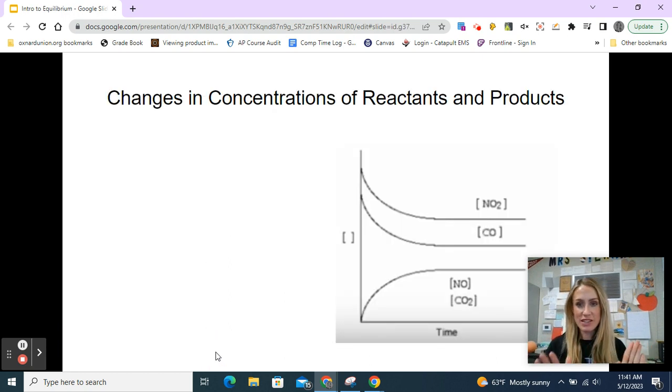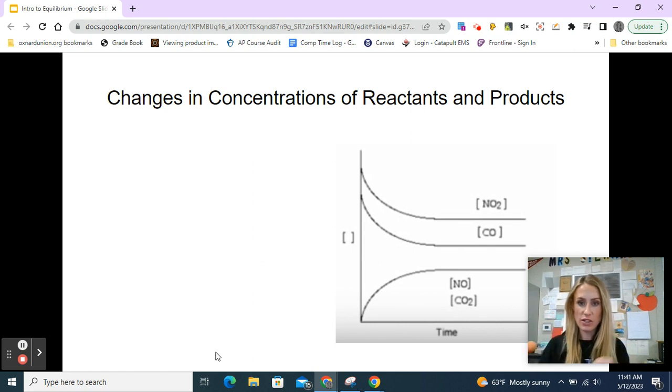First and foremost, let's look at this graph together. And I want you in your head, before I give you the answers, obviously, to try to determine which things are the reactants here and which things are the products. Notice how on the x-axis I have time, so as time goes on, and then the y-axis here is the concentration. That's what those brackets mean.